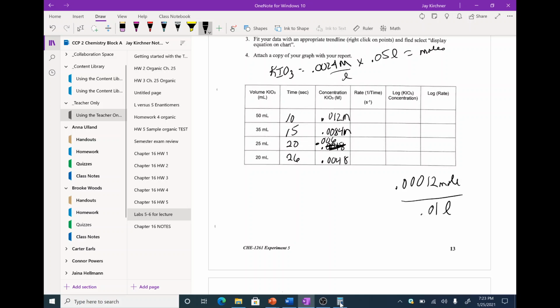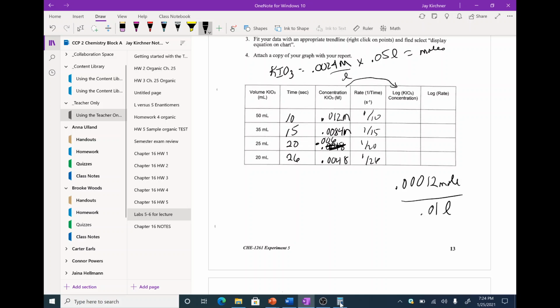So then what I want you guys to do is take the log of this. This is the log 10 of it. Then I wanted you to take the log 10 of the rate. By the way, it's 1 over time. So 1 over 10, 1 over 15, 1 over 20, and 1 over 26 seconds.